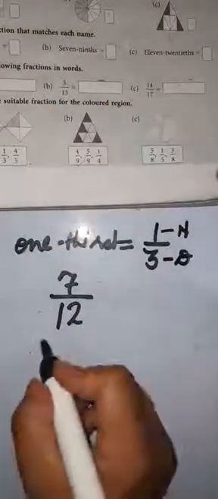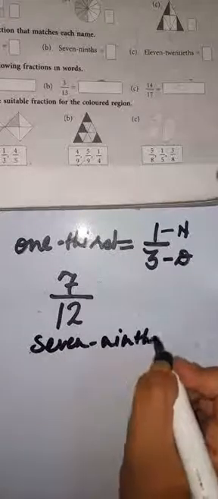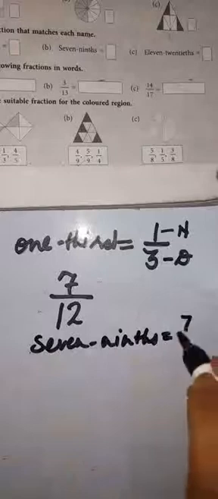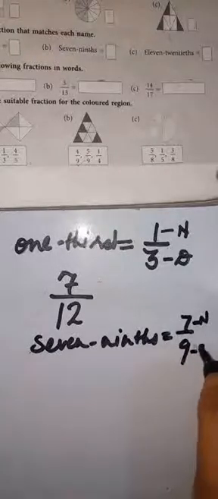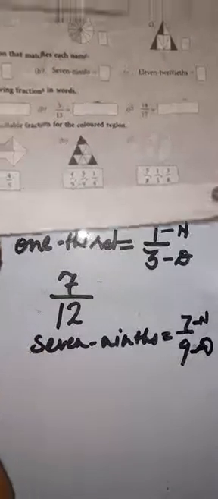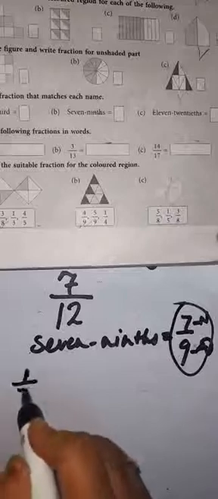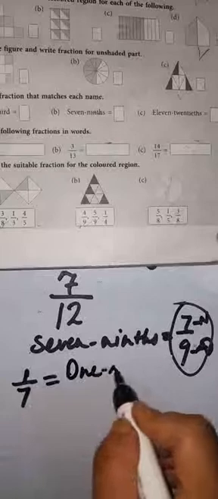Like 7/9. It means 7 out of 9. 7 is numerator and 9 is denominator. Understood, children? Same in the question number 5. Write the following fraction in words. Here you have written the fraction in figure. Now you have to write the fraction in words. Like 1/7, you can write 1 as you are reading 1/7.